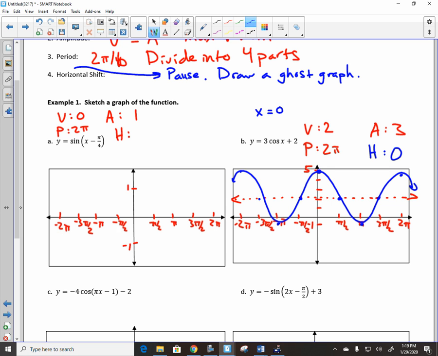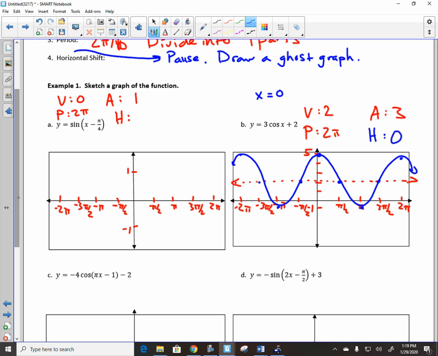Where does sine start? It starts in the middle. Is this one going to start by going up or down? And I'm going to just draw a dashed graph. I'm not going to draw a solid graph. I'm going to draw a dashed graph. And I call that a ghost graph. Why? Because it's not the actual graph. It's just going to help me make the new graph.